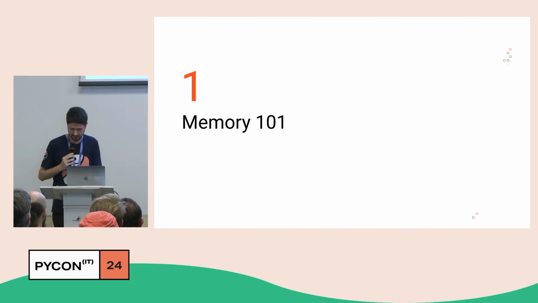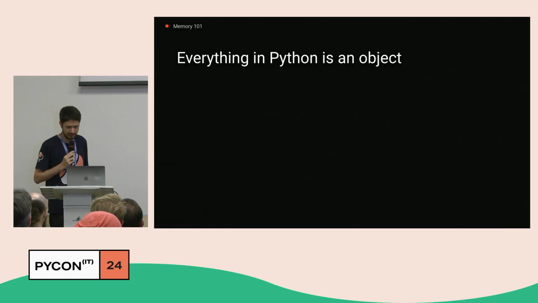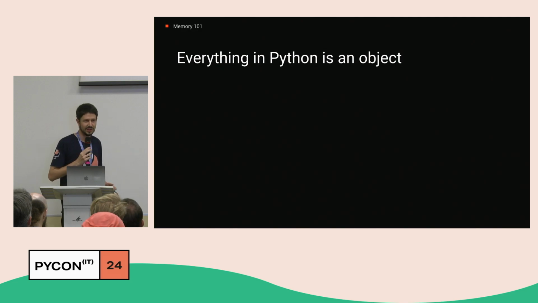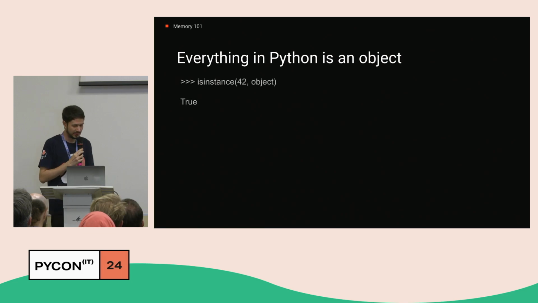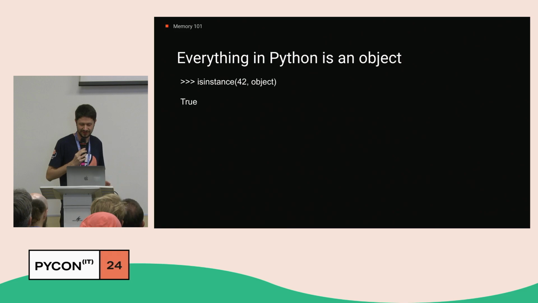So let's start from scratch. Memory from the basics. Everything in Python is an object. And if you don't believe me, I'm going to quickly demonstrate by using Python, of course. If we ask Python, is the number 42, the meaning of life and everything else, an object? Turns out, yes, it is.